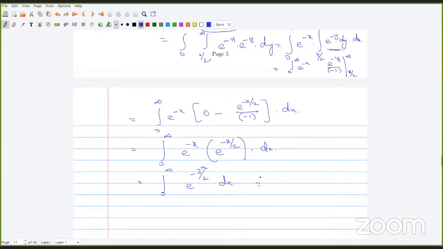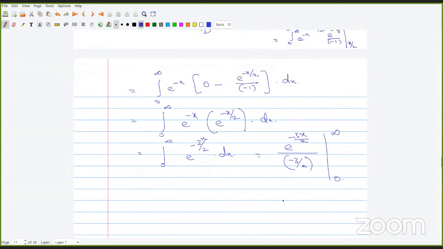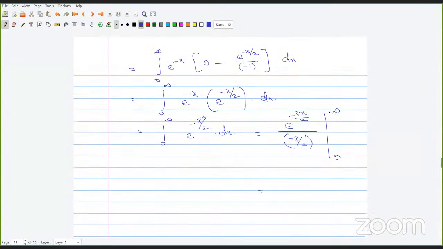Now tell me, what is the integration of e to the power minus 3x by 2? e to the power minus 3x by 2 divided by minus 3 by 2. And the limits are again infinity and 0. Now the same thing. When x tends to infinity, e to the power minus infinity will go to 0. So the first term will be 0 minus e to the power minus 3 times 0 divided by 2, divided by minus 3 by 2.